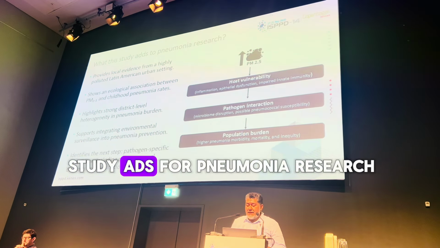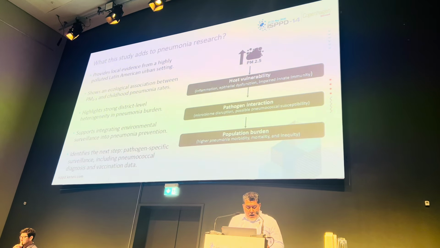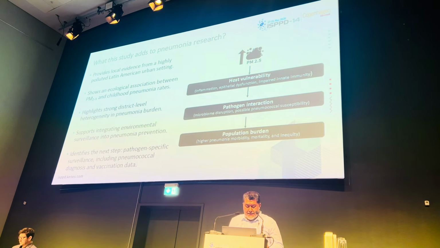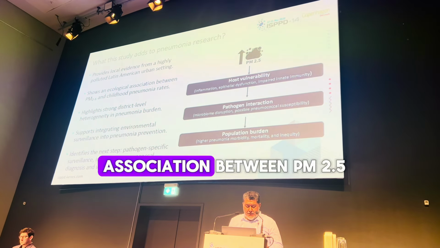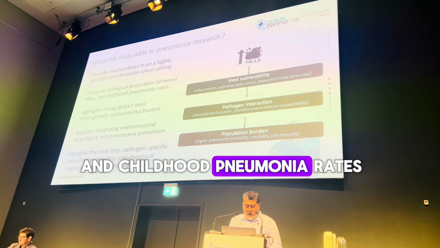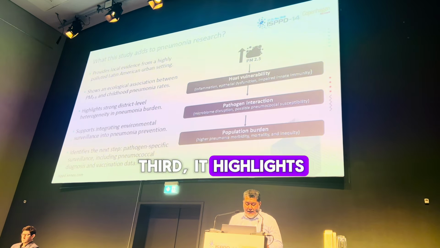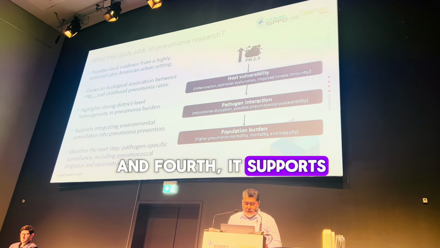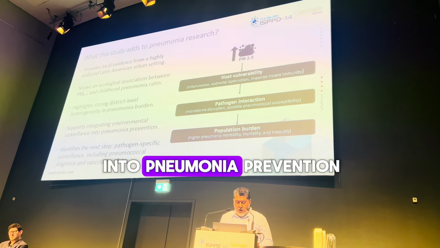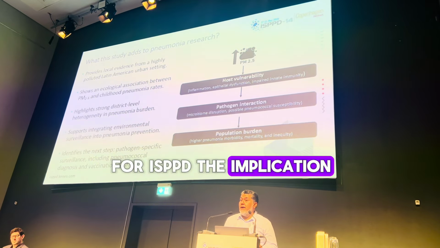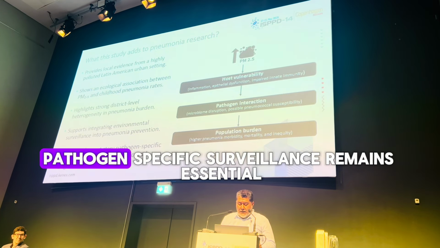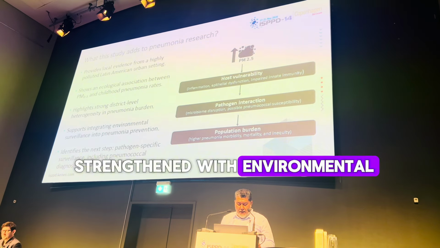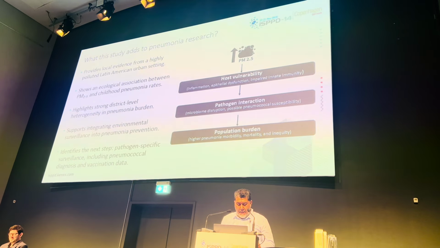So what does this study add to pneumonia research? First, it provides local evidence from a highly polluted Latin American urban setting. Second, it shows an ecological association between PM2.5 and childhood pneumonia rates. Third, it highlights strong district-level heterogeneity in pneumonia burden. And fourth, it supports integrating environmental surveillance into pneumonia prevention. For ISPPD, the implication is particularly clear. Pathogen-specific surveillance remains essential, but it should be strengthened with environmental and pollution-level surveillance.